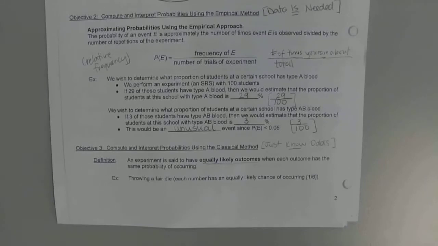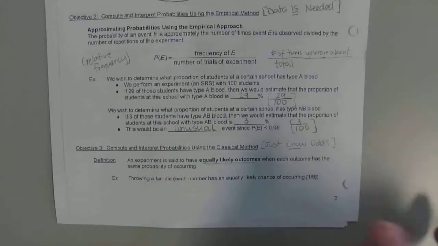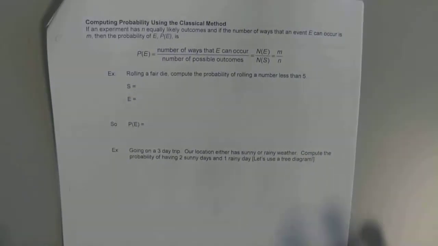So I have an example here. Throwing a fair die, because each number has the same chance of occurring, a 1 out of 6 chance, all right? So help me out here. How are we going to figure out these odds? Guess what? It's basically the exact same formula of the empirical method. How many times did we perform this event? That's your denominator. How many times did your event occur? That's your numerator, okay?